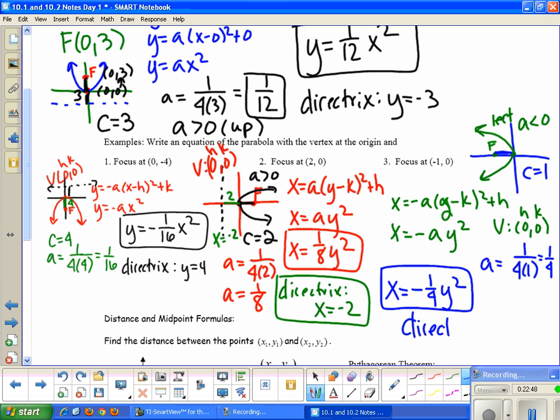My directrix would be on the other side. So my directrix would be right here. And I know the distance from here to here is also 1. So x equals 1 because it's on the positive side.